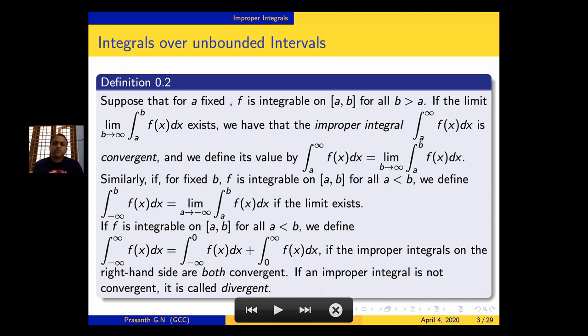Similarly, you fix a b, and if f is integrable on the closed interval a, b for every a less than b, we define the integral from minus infinity to b of f of x dx as the limit as a tends to minus infinity of the integral from a to b of f of x dx, provided the limit exists. Then we define the integral from minus infinity to infinity of f of x dx as the integral from minus infinity to 0 of f of x dx plus the integral from 0 to infinity of f of x dx, only if the improper integrals on the right hand side are both convergent. If an improper integral is not convergent, we say that it is divergent.